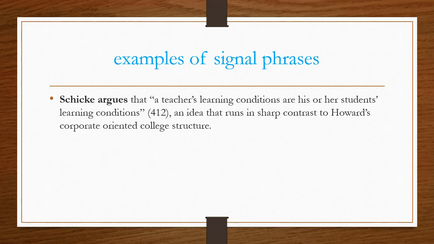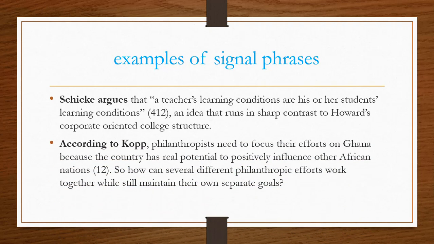Schicke argues, so that has the last name of the author and a verb, in this case, argues. Another popular one is according to. These signal phrases are at the beginning of the sentence. They don't always have to come at the beginning. They can come in the middle and at the end.